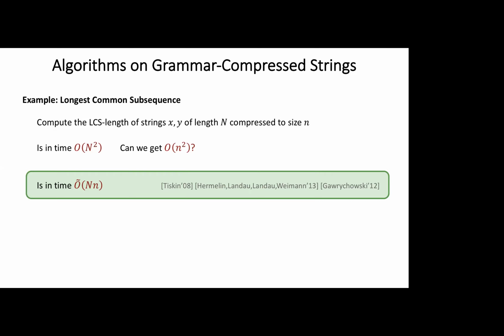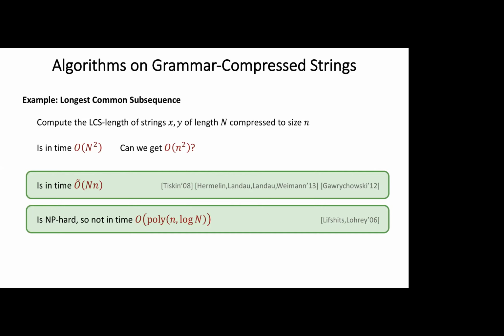So it seems that the upper bound is somewhere in between these two. You don't have to fully uncompress the string, but at least in a sense you have to uncompress one of the strings in a very vague sense. So the algorithmic running time is somewhere between full uncompression and not uncompressing anything.